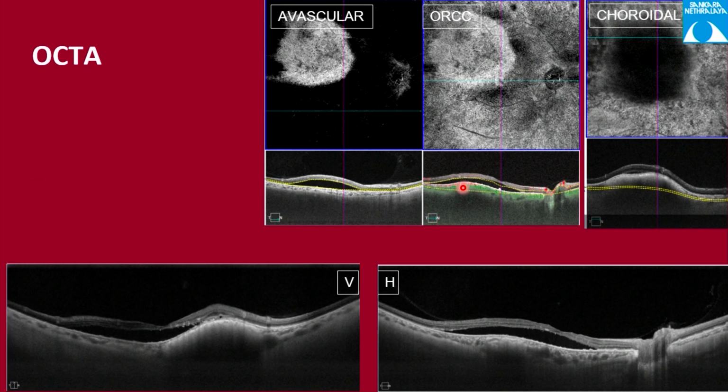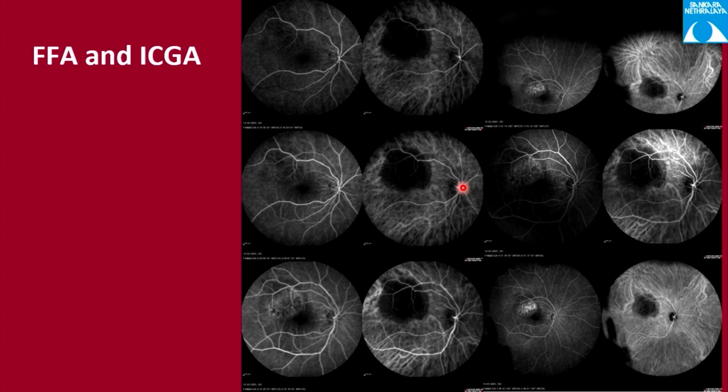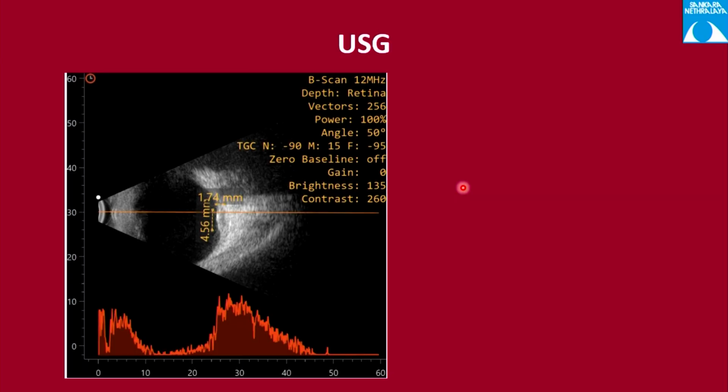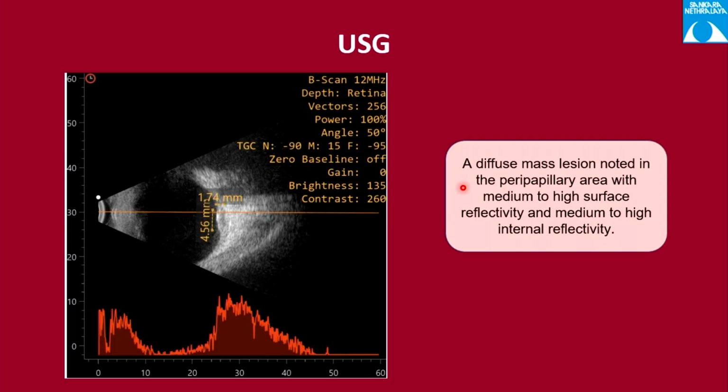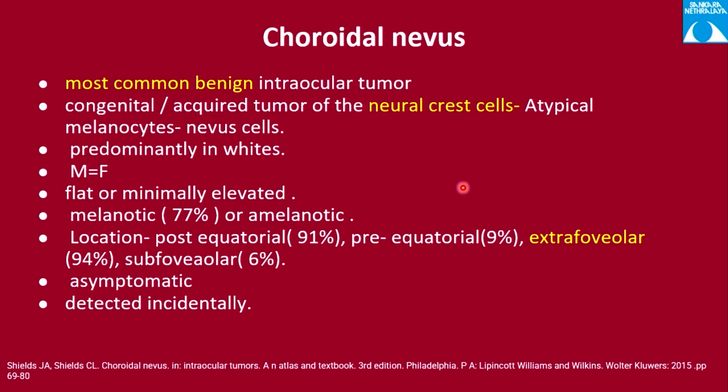OCTA scan was done, as we were suspecting a CNVM or something else, but surprisingly it turned out to be an elevated lesion with subretinal fluid, and there was no branching network seen on the outer retina to choriocapillaris or any of the slabs. FFA and ICGA were done. You can see a hypofluorescent lesion on ICGA, which stays throughout the phases. Ultrasound showed a small retinochoroidal elevation with medium to high surface reflectivity. So a diagnosis of a choroidal nevus was made.